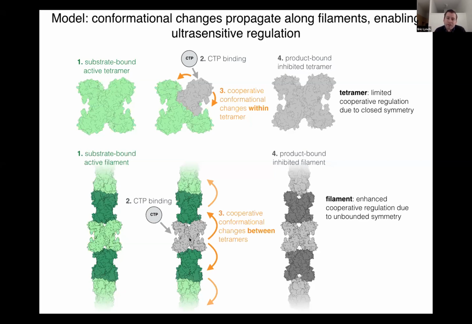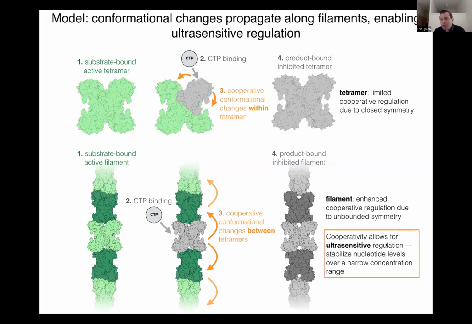But when you have a filament, in addition to these cooperative conformational changes within tetramers, you can also get them between tetramers. So you've essentially expanded the cooperativity in these unbounded, theoretically infinite polymers. And this leads to enhanced cooperativity in the filaments relative to the tetramers. Importantly, cooperativity would allow for ultrasensitive regulation, which is important because it would allow us to stabilize nucleotide levels over a narrow concentration range, providing tighter control over the balance of nucleotides.